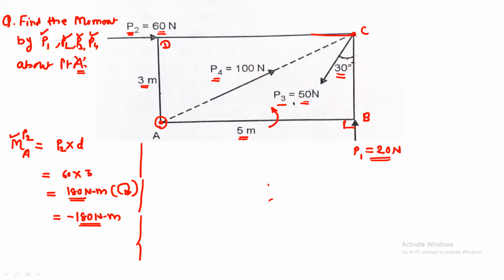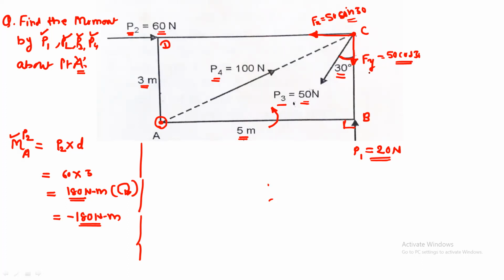We can assume C point as the origin. So this line will be X axis. So this is your X component. The vertical line, that is line CB, will be Y axis. So this is Fy. So here Fx is equal to 50 sine 30 because it is the opposite side. Angle is given with respect to Y axis. So Y will be adjacent, and this is 50 cos 30.